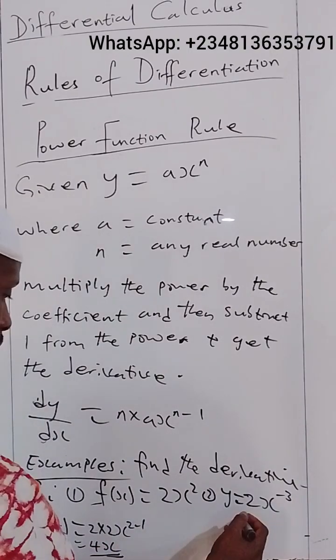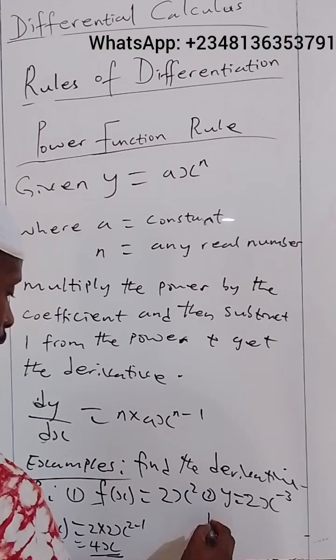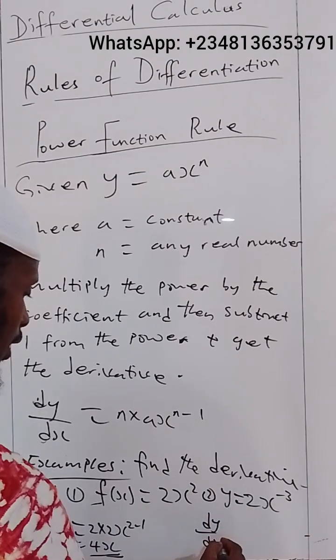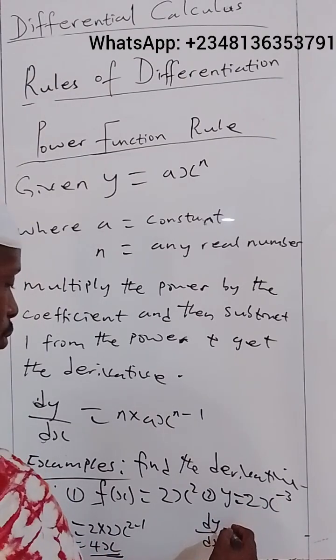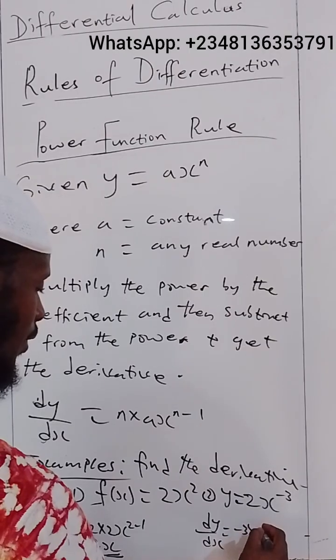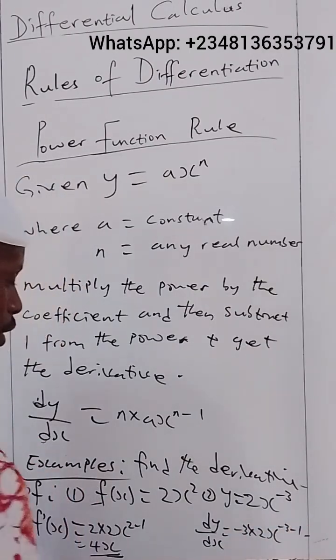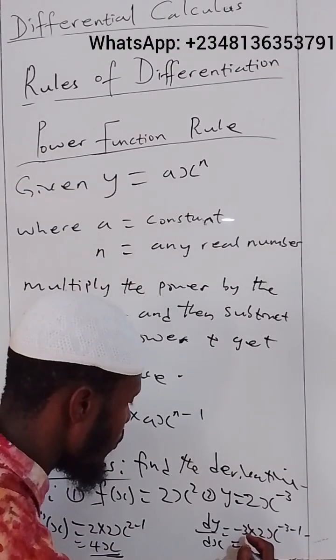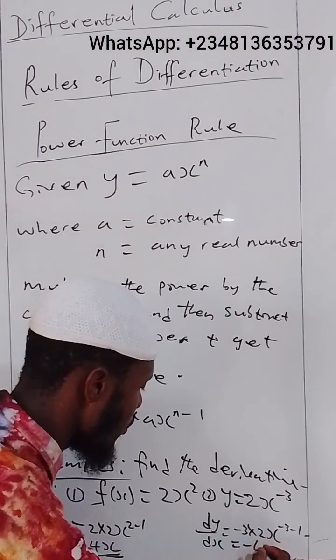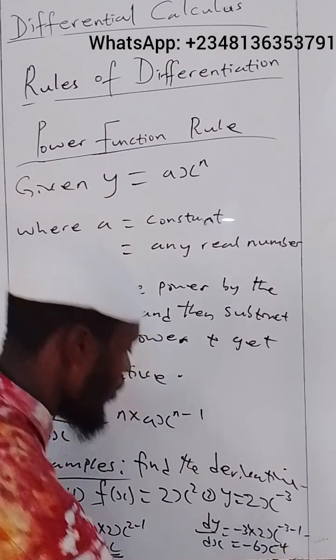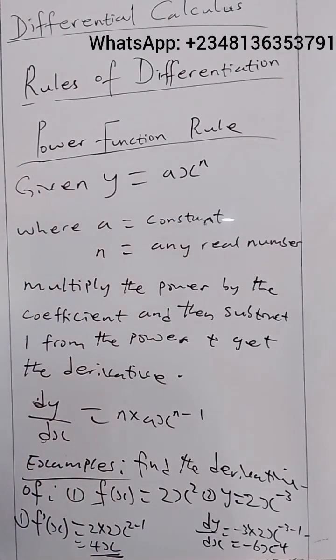For this second one here, we have the derivative. So we bring down the power, so we have minus 3 multiplied by 2, then we have x to the power minus 3 minus 1. So in other words, we have minus 3 times 2, which is minus 6, x raised to the power minus 4. So that is our final answer.